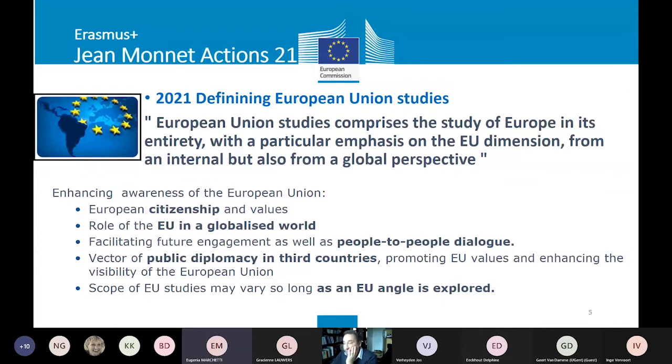So what is actually the definition of European Union studies? European studies, as it's written, comprise the study of Europe in its entirety, not only the European Union, but Europe in general, with an emphasis on the European Union, of course, and its dimension in two ways, in an internal way and in a global perspective, in the changing world we are all living in. So it is about enhancing the awareness of the European Union.